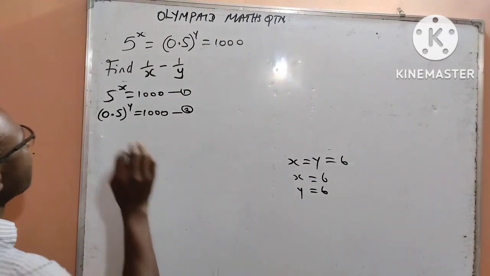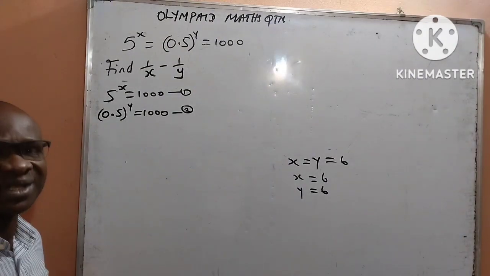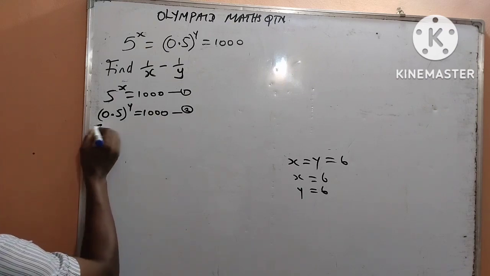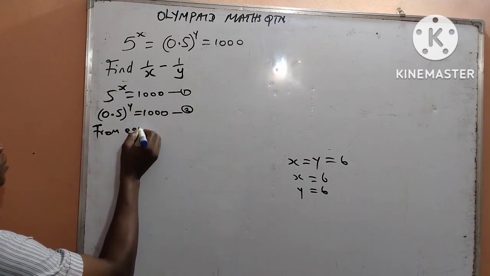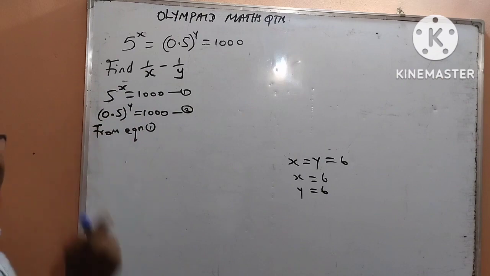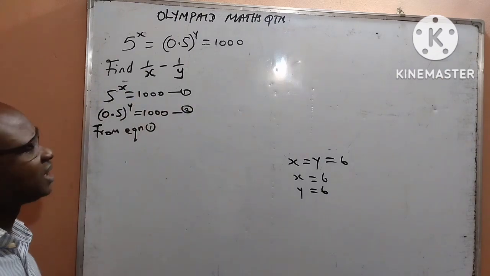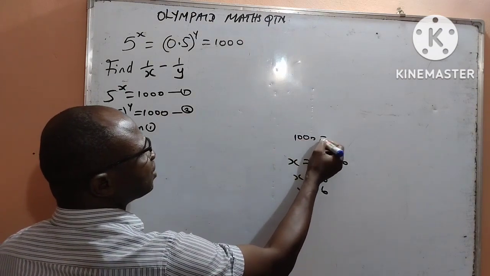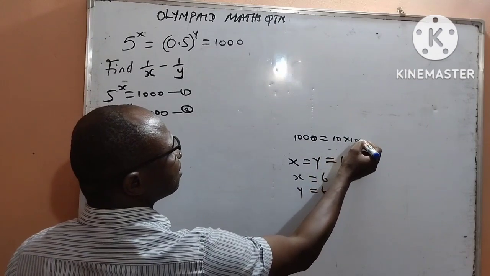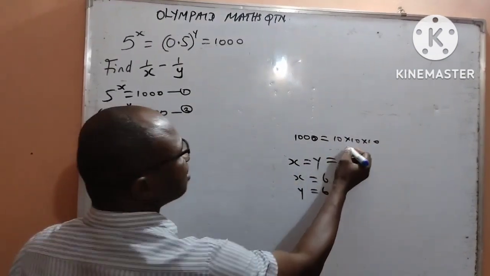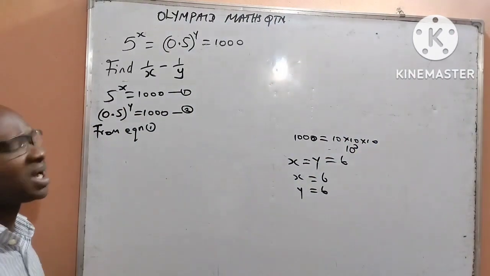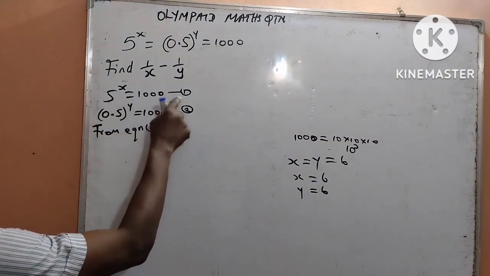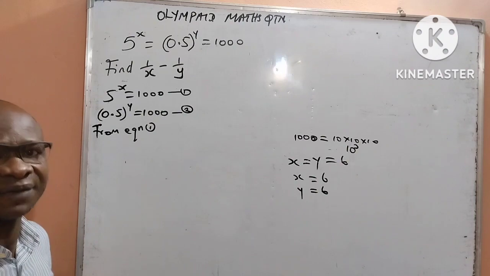What I will do, I will apply logarithm to both sides in order to achieve my purpose. And from equation 1, I will apply logarithm to both the right and the left hand side. But I want you also to see that 1000 is equal to 10 times 10 times 10. That is, 10 to the power 3 is 1000. I will represent my 1000 as 10 to the power 3 so that everything will be in index form, both the right hand side and the left hand side.